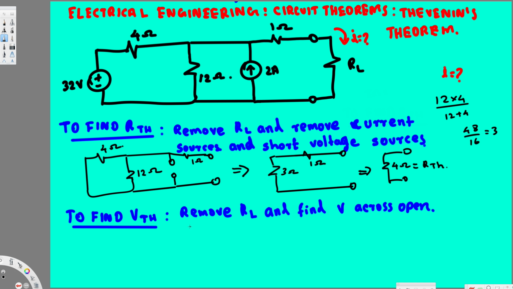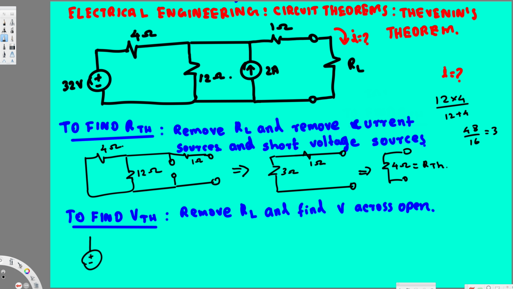Now to find the V Thevenin, we have to remove the load resistance, and also we are trying to find the V across the open. So when we remove the load resistance, this is going to be open, and we are going to find the V Thevenin right there. So let's draw the circuit for this one. Only the load resistance is removed, the others are going to remain.